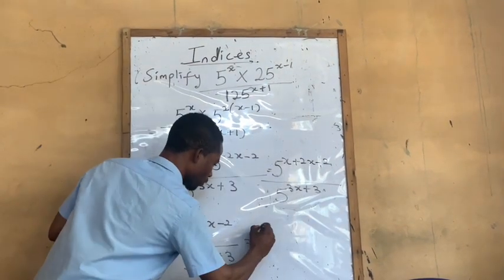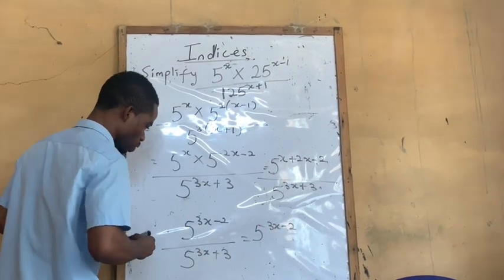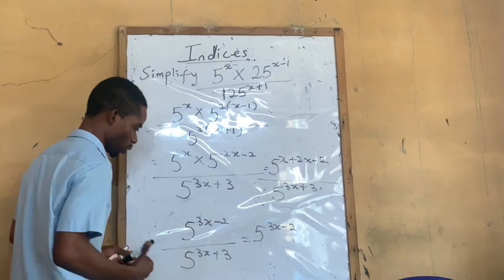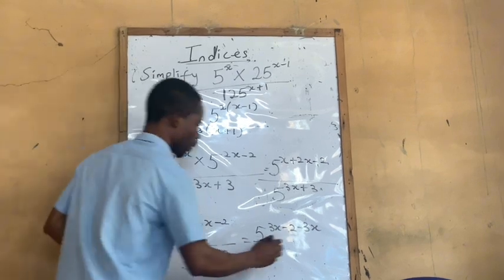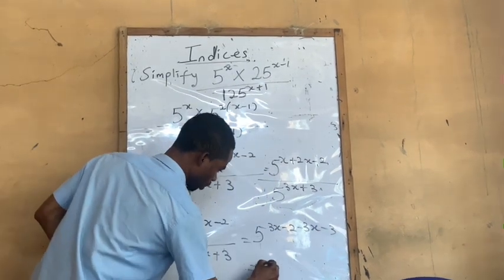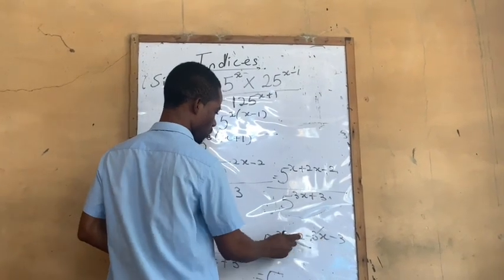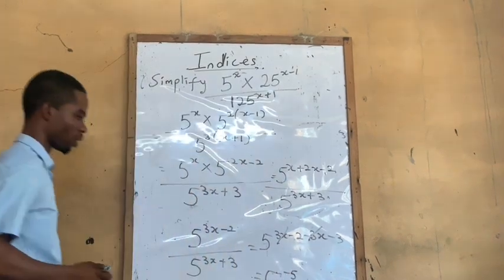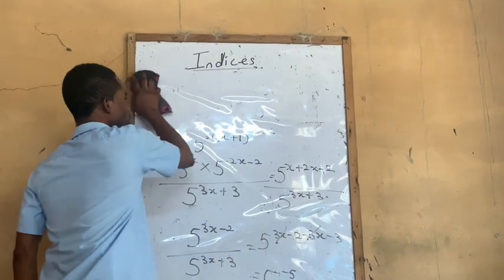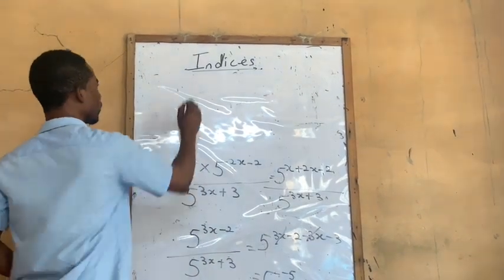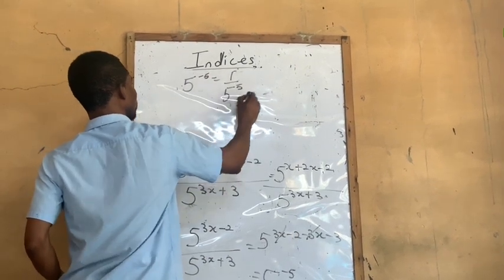So that means 5, write this one first, 3x minus 2. By the time you are bringing this one up, the plus here will turn to minus 3x. By the time you are bringing this one up, the plus here will turn to minus 3. So our answer will be 5 raised to 3x minus, this plus 3x cancel, minus 3x. Minus 2 minus 3 is minus 5. Our answer is 5 raised to power minus 5. But you may not leave the answer like that in negative index. So what you do now is that we have 5 raised to power minus 5 become 1 all over 5 raised to power 5. Cool.